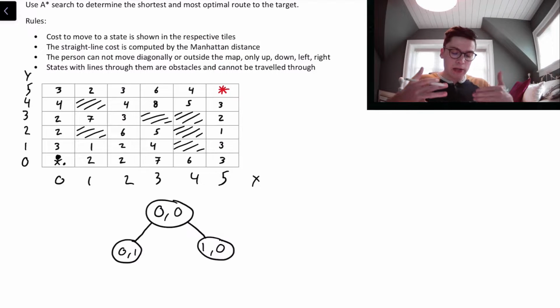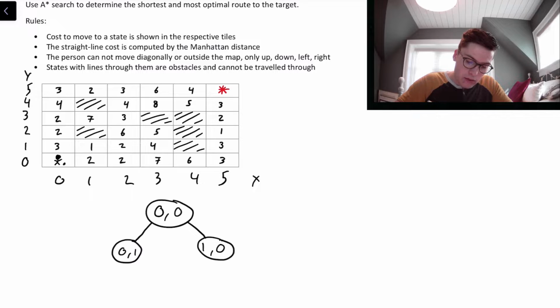So now we have to calculate the heuristic values for both of these nodes. This will help us determine which path we're going to take. So what we're going to do is for the 0, 1, as we can see, it has a 3 on that cell. So that's the cost. It costs to go to that cell. So that's part of the heuristic value.